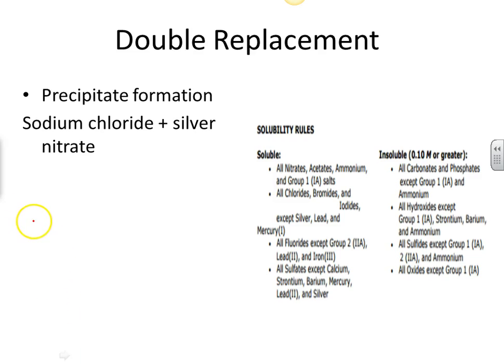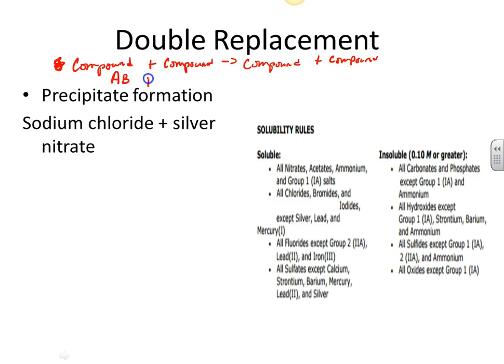That takes us to double replacement reactions, our next type of reaction. In a double replacement reaction, we're going to have a compound that reacts with a compound, and that's going to give compound plus compound. So these two compounds produce two new compounds. And the way we would write this is that we have AB plus CD. Okay, compound AB plus compound CD.